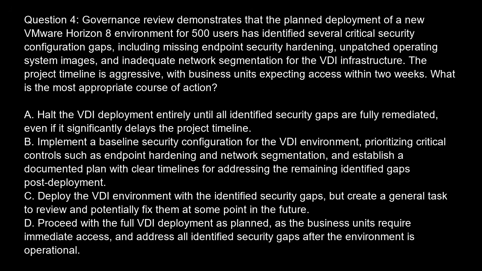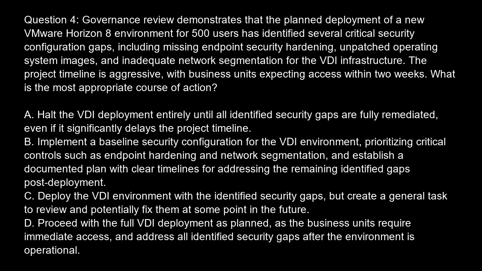Question 4. Governance review demonstrates that the planned deployment of a new VMware Horizon 8 environment for 500 users has identified several critical security configuration gaps, including missing endpoint security hardening, unpatched operating system images, and inadequate network segmentation for the VDI infrastructure. The project timeline is aggressive, with business units expecting access within 2 weeks. What is the most appropriate course of action?